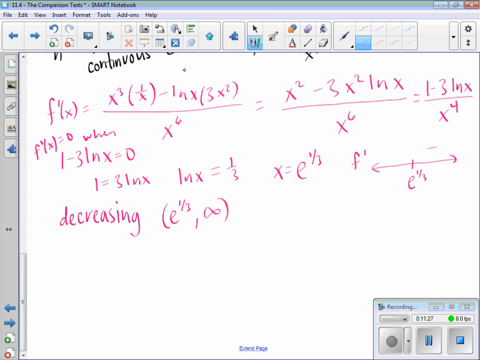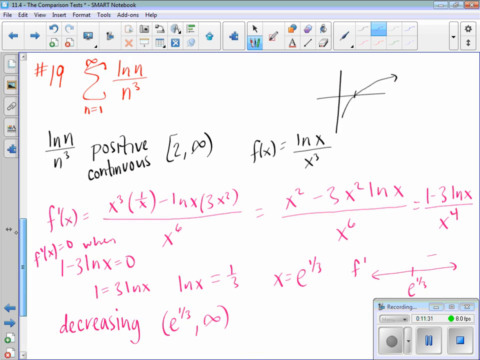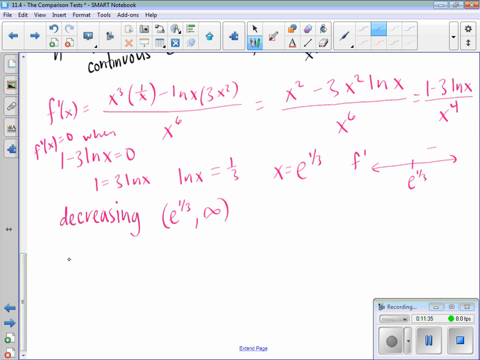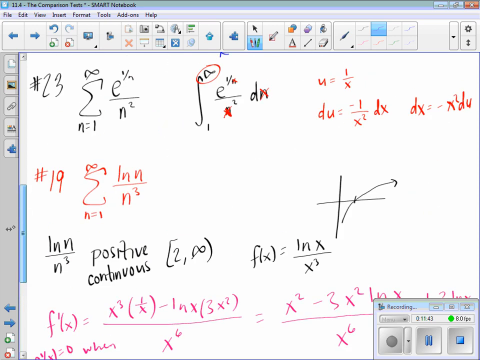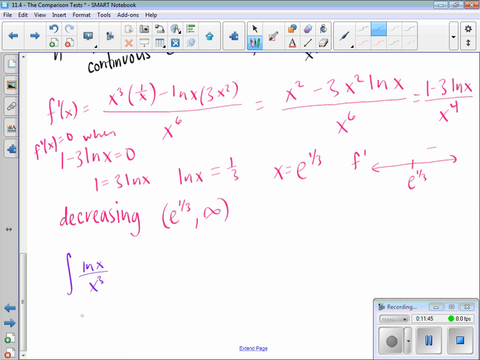Now we can do the integral test. So let's try the integral test here. We have natural log of x over x cubed, and we're going from, what was it, 1 to infinity. So I'm going to go from 1 to t and just switch my notation right now, and take the limit as t goes to infinity. So questions on that part?